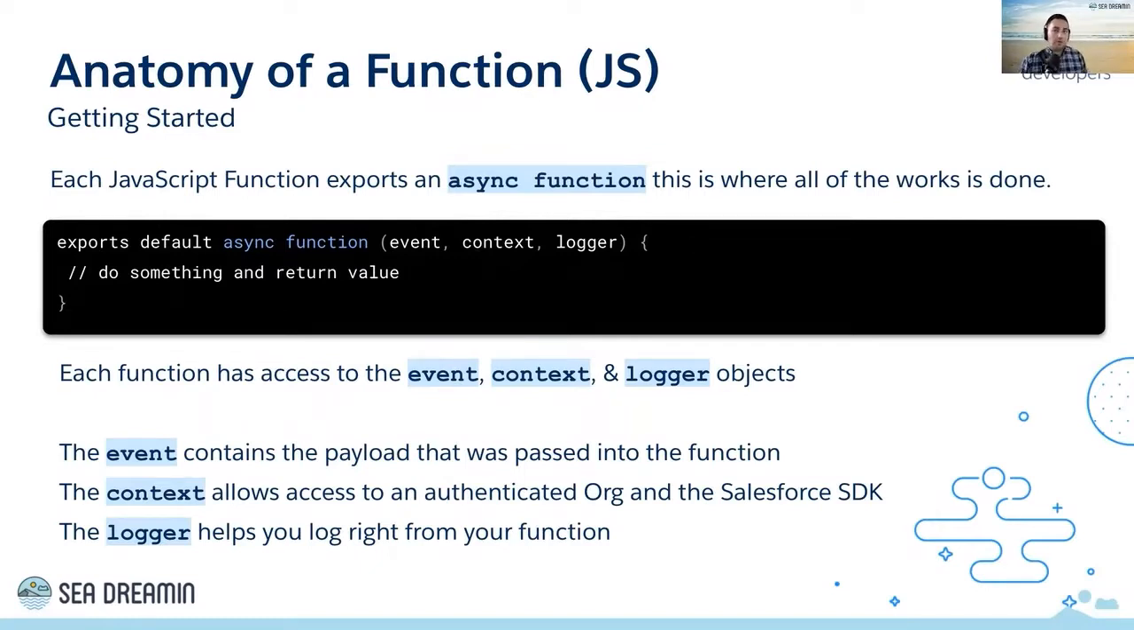Now, when we start to work with functions, it's important to note that the event contains the payload that was passed into the function. So anything that you're passing from Salesforce into the function in that payload will appear in the event. The context allows you to access the org that's been authenticated with the Salesforce SDK. So with that context, you have direct access to Salesforce, you're authenticated to Salesforce, and you can perform actions, which we'll go through in the next few slides. And then lastly, we have the logger that helps you write logs right from this function and will enable you to debug using that logger.